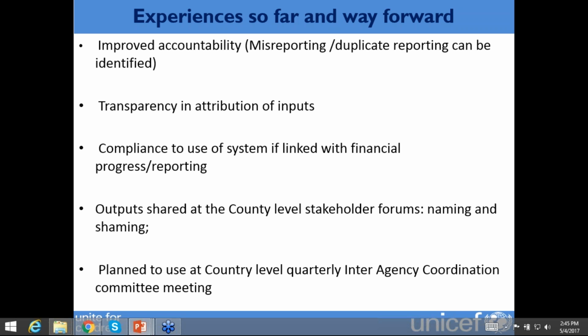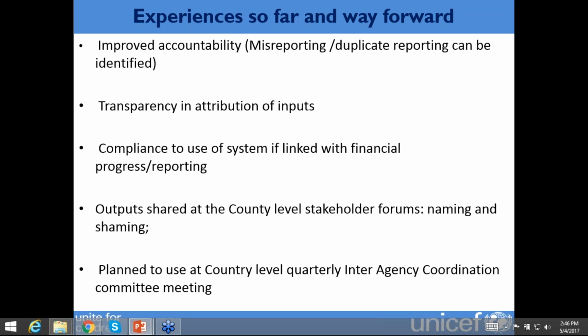And that's why the compliance to use the system is better if it is linked to the financial progress and reporting. There are some cases where they have used it, if the money has been invested by the county or by a partner, and they are seeing the result, and then actually it has led to more financing. So it is helping both. The compliance is helping the finance, and finance is coming when compliance is there.